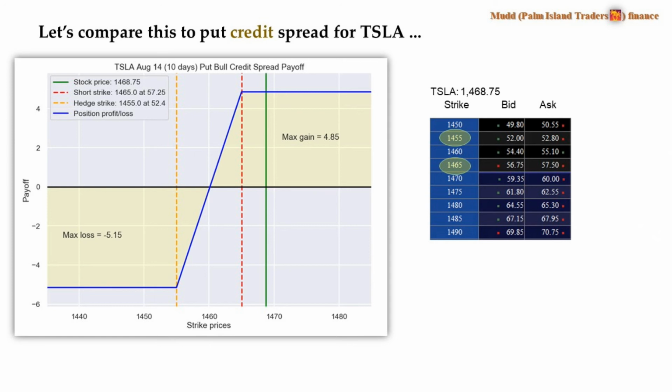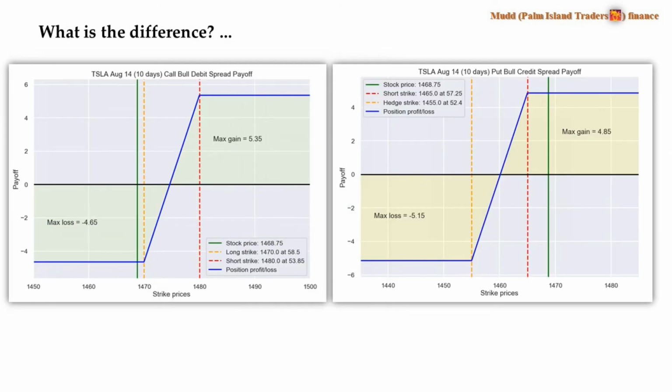And you can see the 1465 is represented by the red line, and the hedge, in this case, because we're talking about a credit spread, is represented by the orange line. Let's put them side by side. The new put bull credit spread is on the right, and the call bull debit spread is on the left. You can see that they're not very different, although the bull credit spread has a gain that is smaller and a loss that is larger, although not by a great deal. But because of the probabilities, the put bull credit spread is probably preferable.